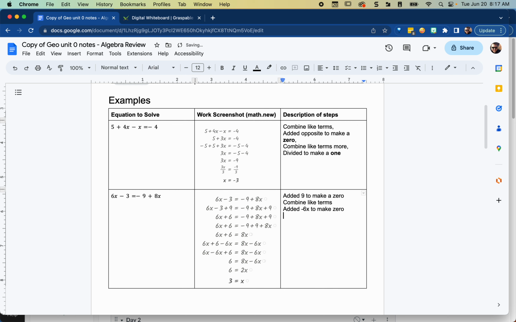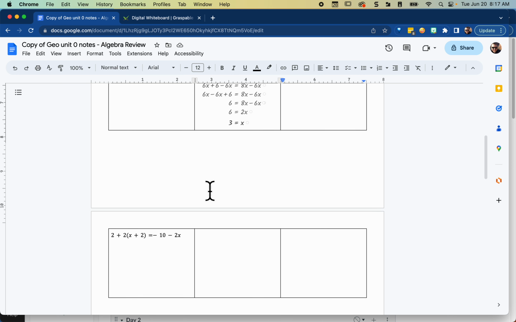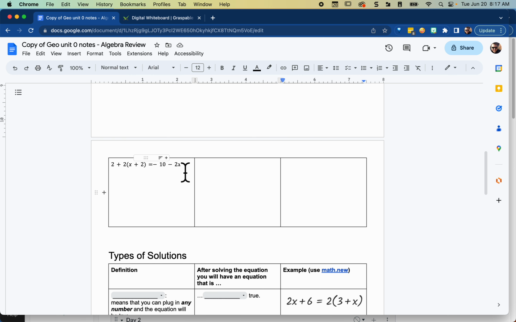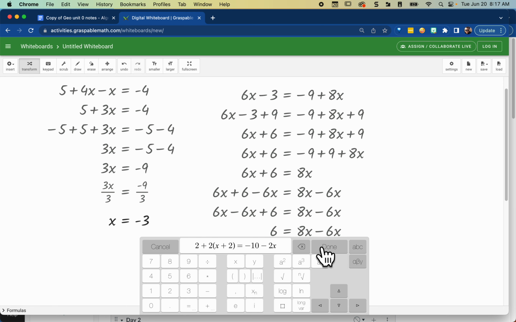And then we have more combined like terms. And then we divided to make 1. So we're making zeros and then making ones. It doesn't have to go in that order, but that's the order that kind of made sense for this one. All right, now this next one has another kind of step going on with it. And so I'm going to paste that one in there.